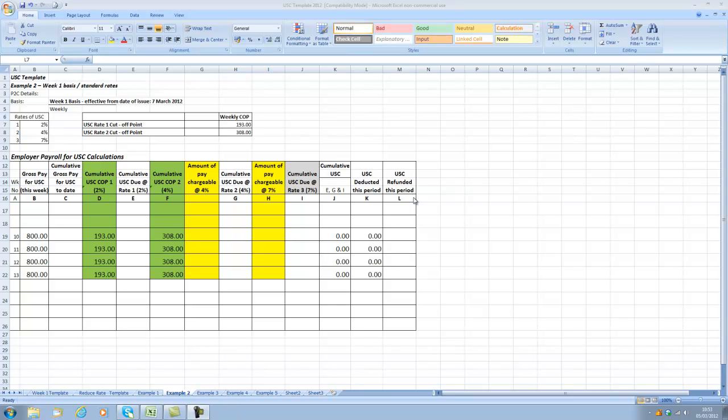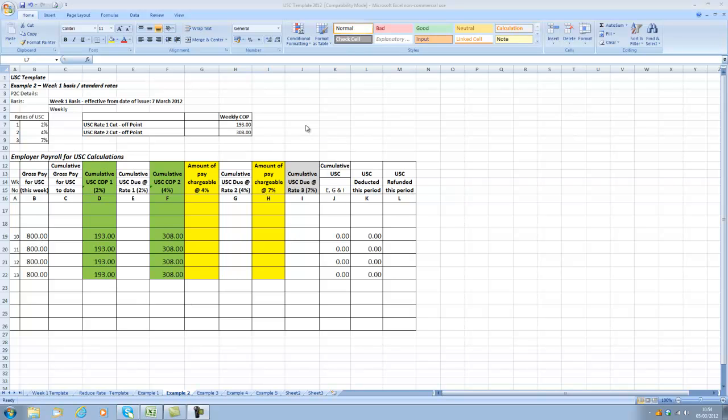Hello, in this example we are going to look at calculating the Universal Social Charge, or the USC, on a week 1/temporary basis. In this example, the rate of pay is gross €800 per week.